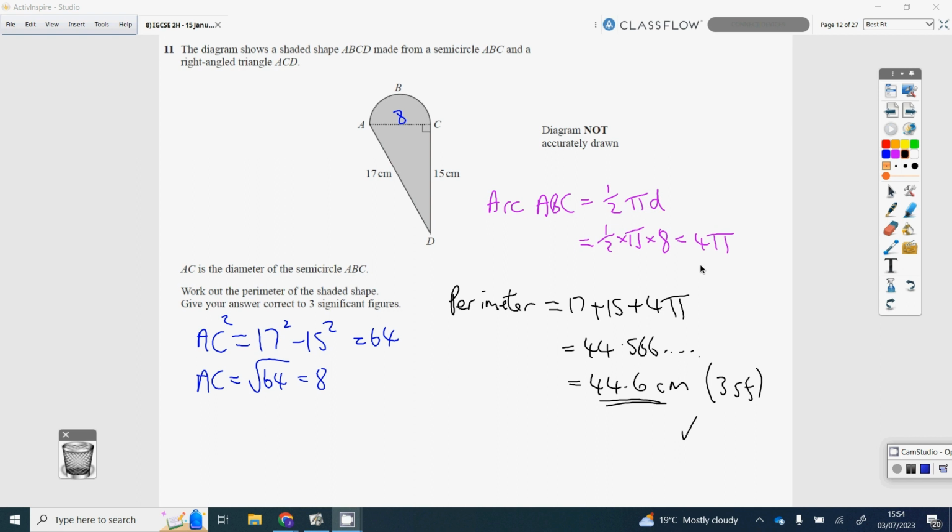So the length all the way around the perimeter is the 17 plus the 15 plus the 4 pi. Add those together, I get 44.566 dot dot dot. So to three significant figures, that's 44.6 centimetres.